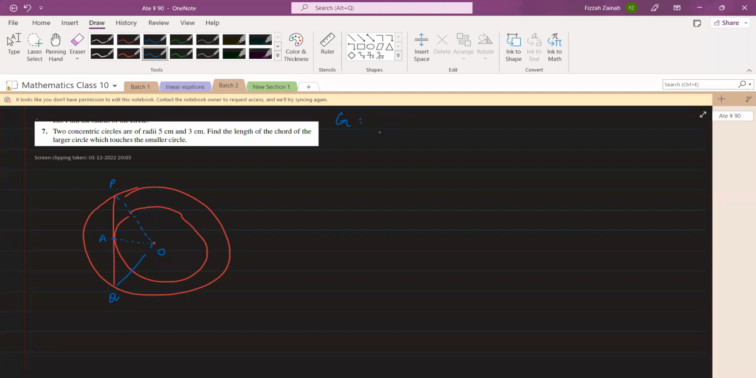Just write whatever is given to you. Here, the radius, that means OP is equal to OQ, which is equal to 5 centimeter, right? And the radius of the inner circle, that means OA, is 3 centimeter. To find the length of PQ. Okay, proof.